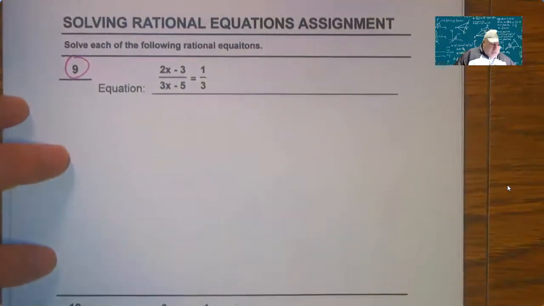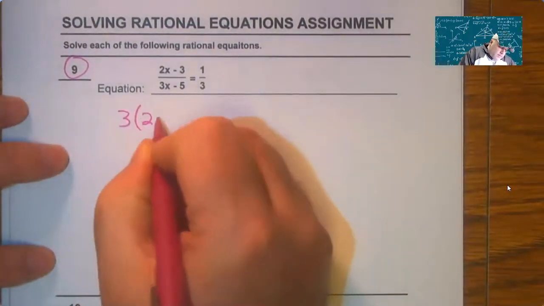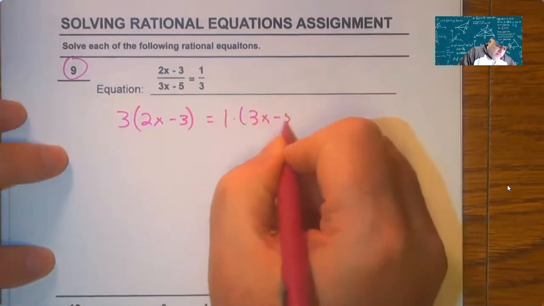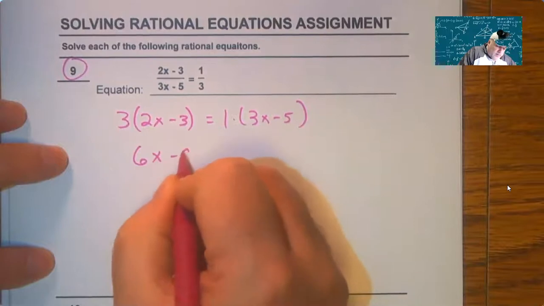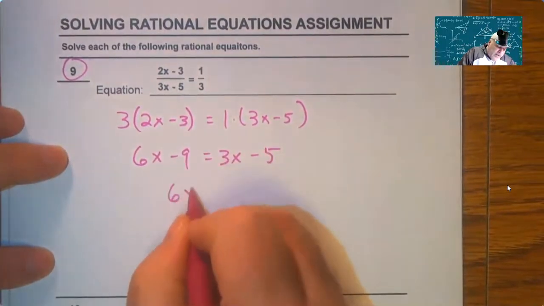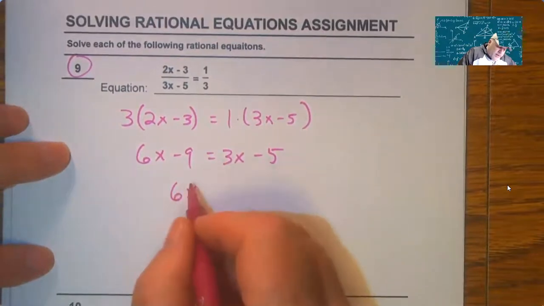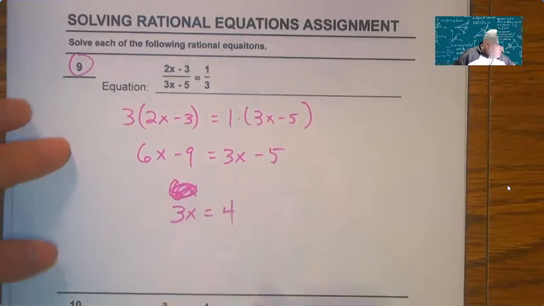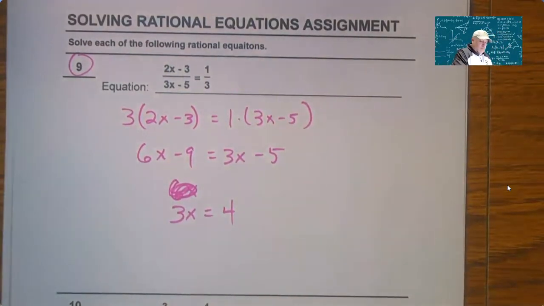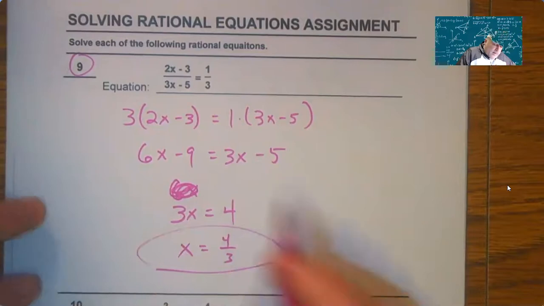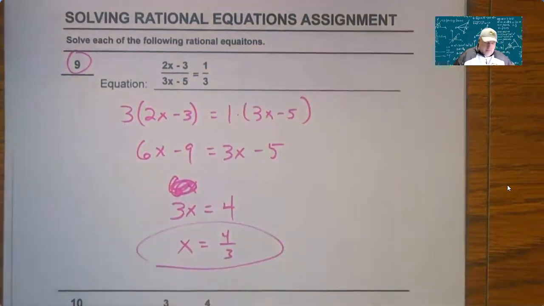Okay, so here again is this cross product equals 1 times 3x minus 5. So 6x minus 9. So 6x, I'm sorry, 3x, my bad. 3x equals 4. And then x is 4/3 when you divide by 3. And that does not put a 0 in the bottom, so we're good.